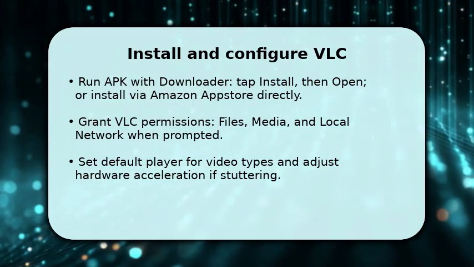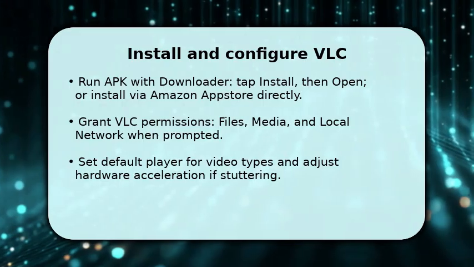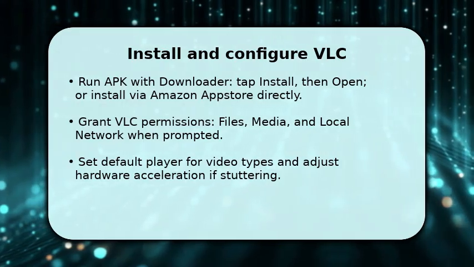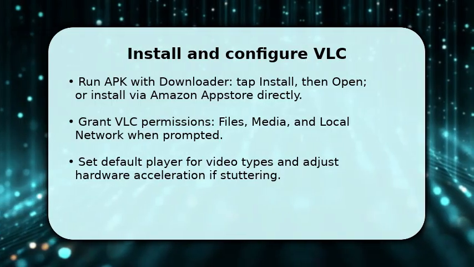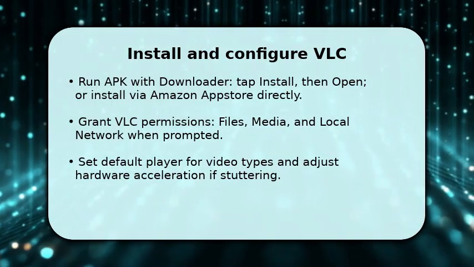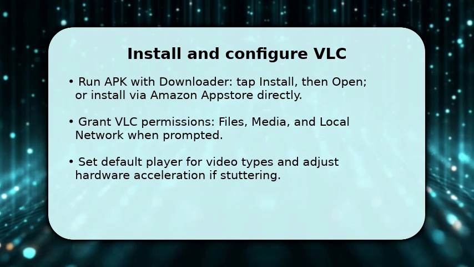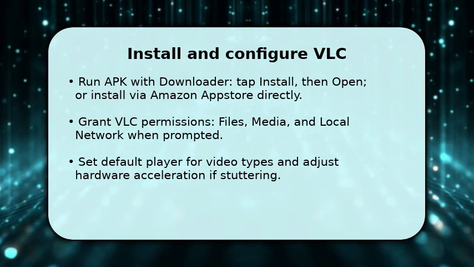Next, go to VLC settings to set it as the default player for common video formats and adjust playback options. If you see stutter, toggle hardware acceleration or change the audio output module. These tweaks improve performance for high bitrate files.